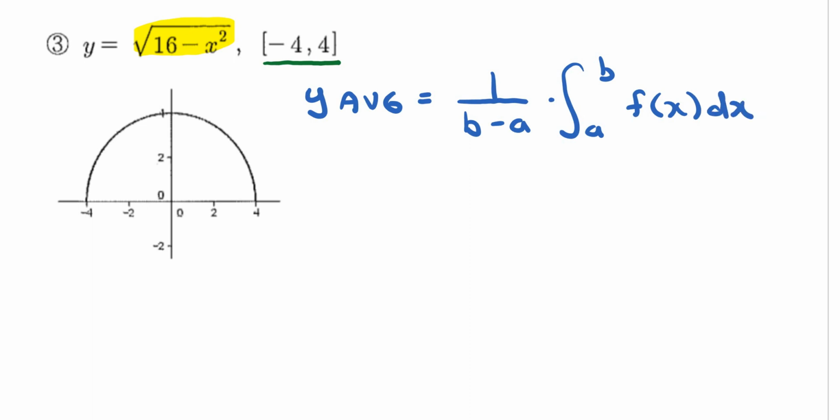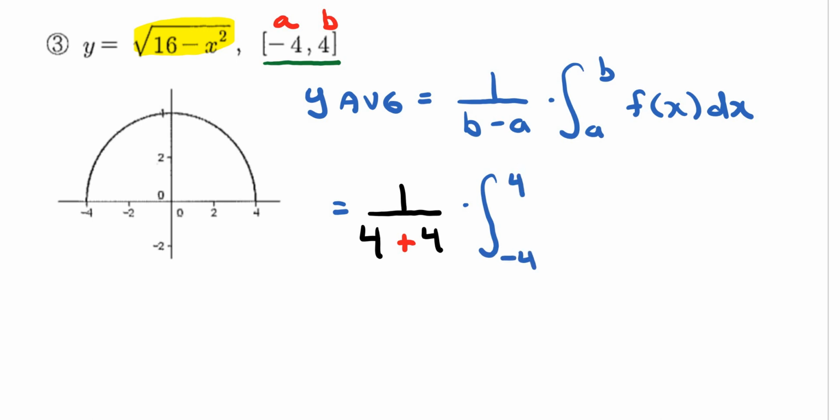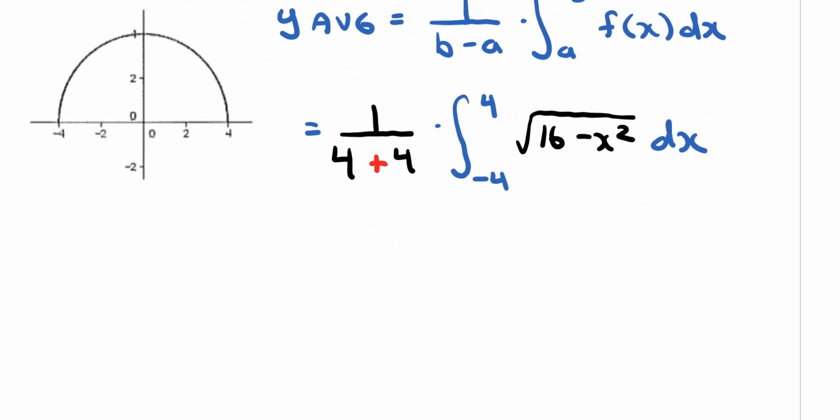Okay, so it looks like my upper bound is going to be 4 and my lower bound is going to be -4. So if I go ahead and input that into my formula now, I get 1 over 4, and then minus a negative number is going to be plus, so 4 plus 4. And then I have the integral from -4 to 4, and my function here is the square root of 16 minus x squared, and I'm integrating this with respect to x, so I need the dx there. Okay, let's go ahead and start calculating this.